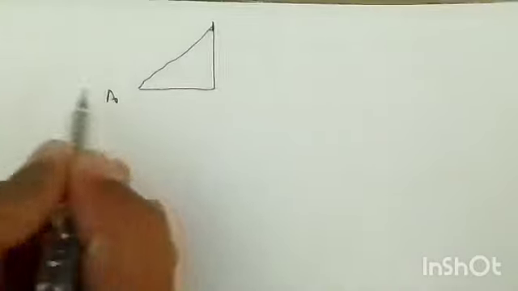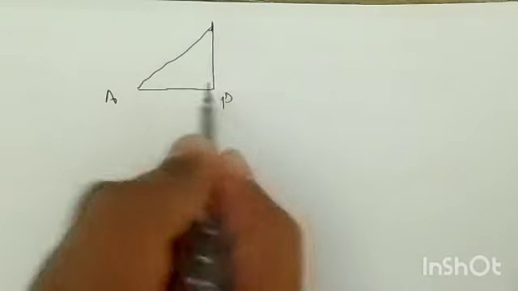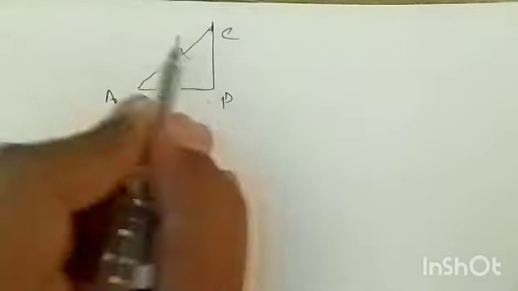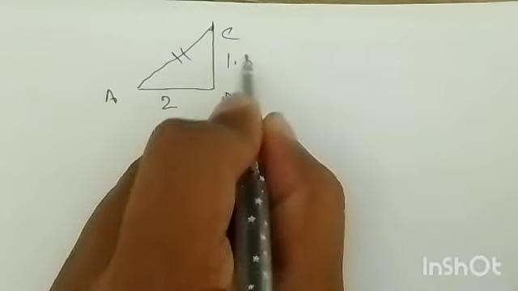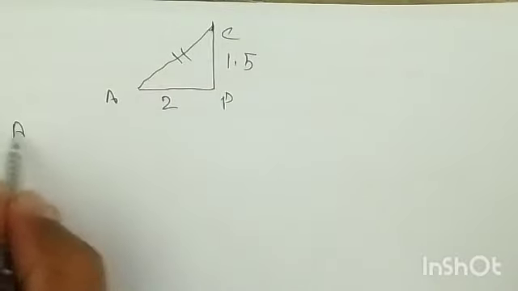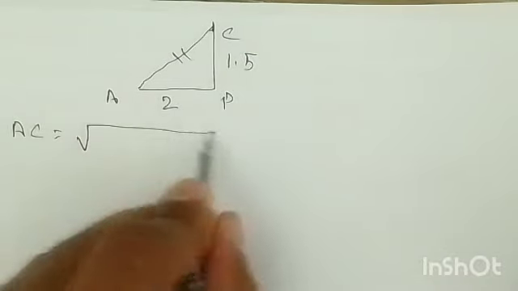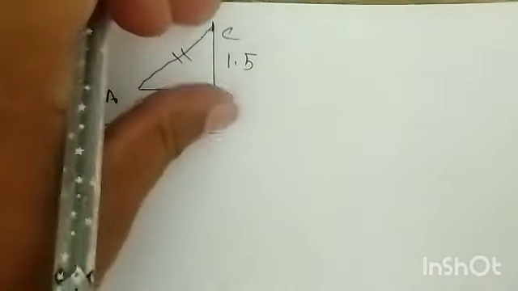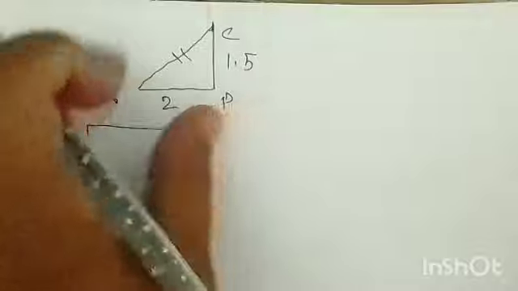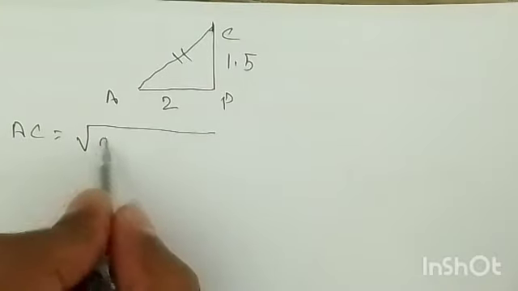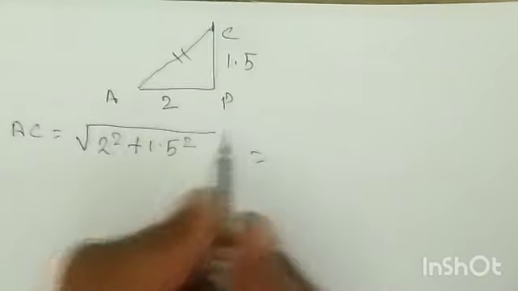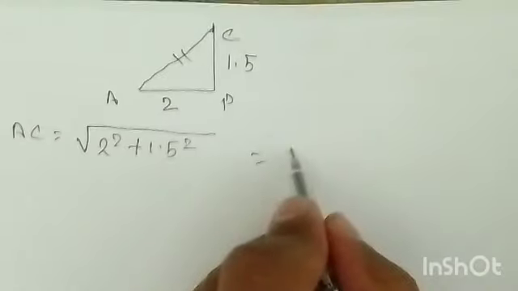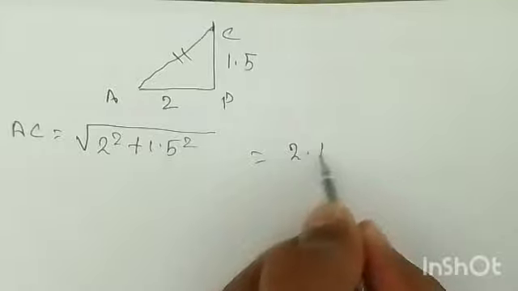This is your A, P and C. This hypotenuse you need to find. This is 2 and this is the 1.5 meter. So AC is equal to what? AC is equal to root over of PC square plus AP square, that is 2 square plus 1.5 whole square. So we got this, that is 2.5.